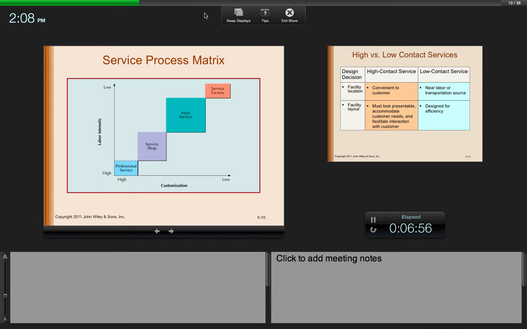And this is best shown from a matrix in terms of customization to labor intensity. If I'm building a professional service, it's going to be highly labor intensive with a lot of custom configuration. Whereas if I'm getting to the other end of the spectrum with a service factory, you're looking at low labor and low amounts of customization, with a service shop and mass service in between.